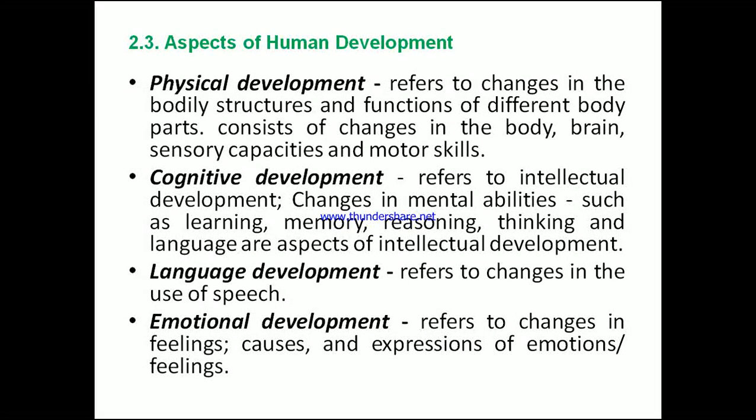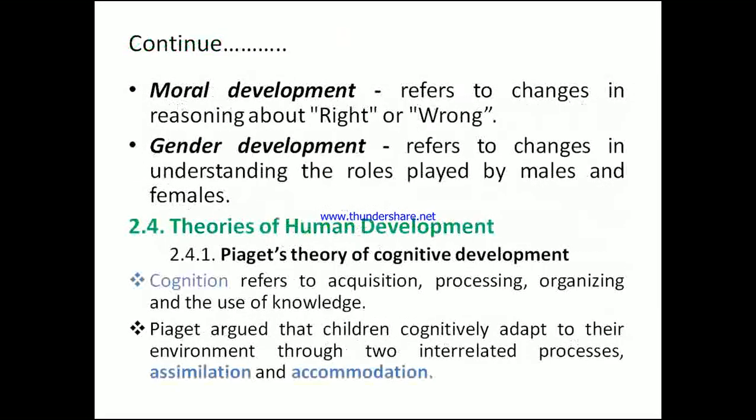What are the aspects of human development? We develop or grow, with change in our physical aspect, and we bring a change in our cognitive aspect. These are related with our intellectual development, changes in mental abilities such as learning, memory, reasoning, thinking and language. The other area is language development, and we also bring change in our emotional development. This refers to changes in feeling, causes and expression of emotion. The other aspect of development is moral development. It refers to change in reasoning about right or wrong. Gender development is another aspect. It refers to change in understanding roles played by males and females.